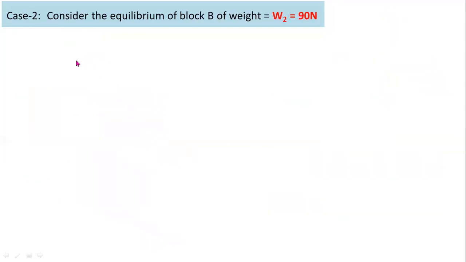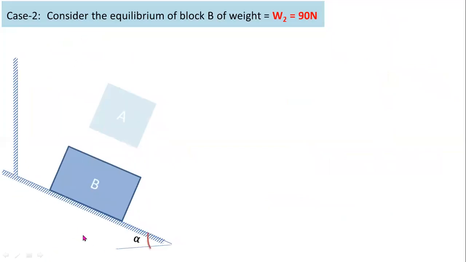Now you have to consider the second block, that is block B. In the second case, you have to consider this block B. First of all, you have to consider reference axes. One is parallel to the inclined plane, the other one is normal to the inclined plane. W2 equal to 90 newtons is the self weight of block B, and R2 is the reaction force between the inclined plane and block B. R1 is the reaction force between the block A and B.